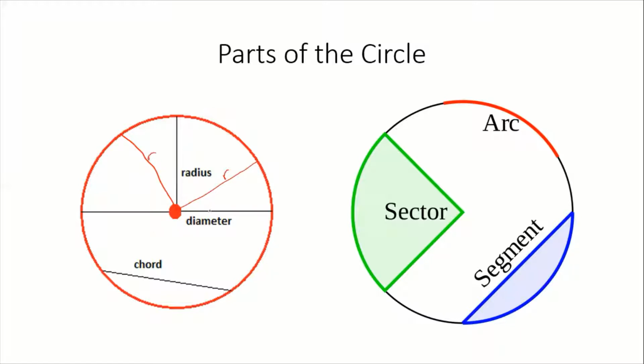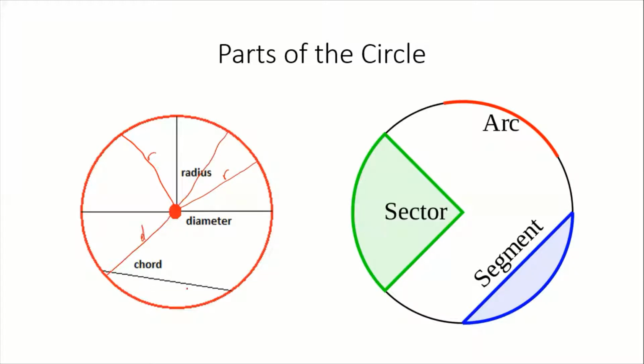Now, let's look at the diameter. The diameter is a line that passes through the center of the circle and touches any 2 points on the circumference, as you can see right here. So for example, if I draw a line from up here through the center like that to the circumference, then that line is said to be a diameter, right?